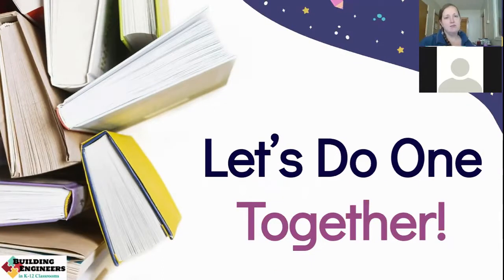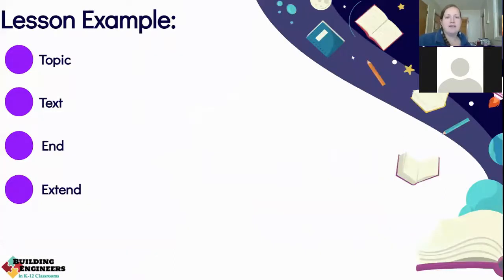Now, let's do one together. We're going to walk through the same steps that I use whenever I plan a lesson for the STEM lab. We're going to start by thinking about a topic, then thinking about the text, thinking about what we want them to be able to do at the end, and then how to extend the book to be able to tie into an activity. The first topic that comes to mind is that third grade studies the solar system.